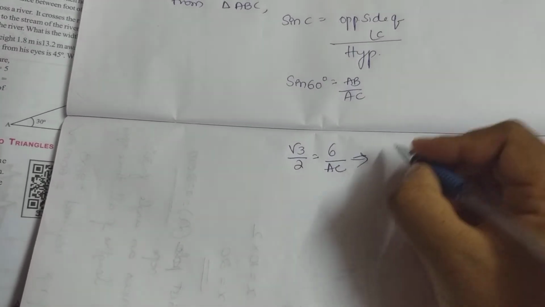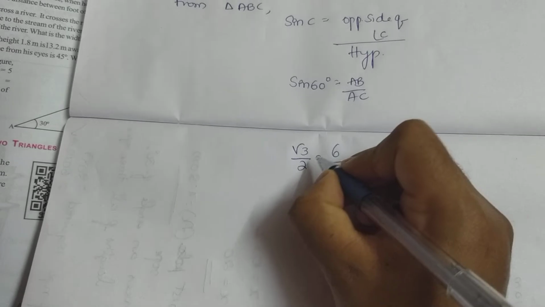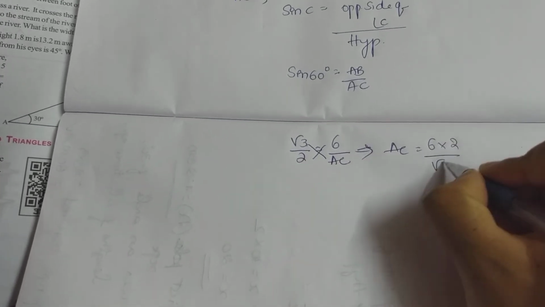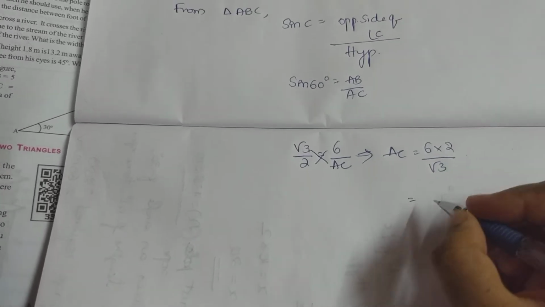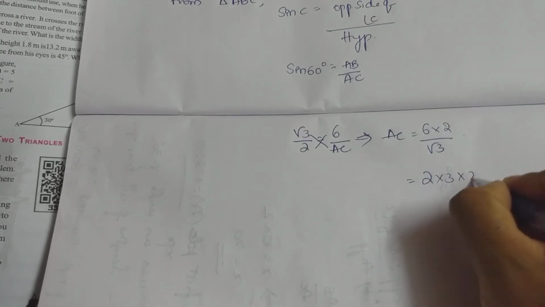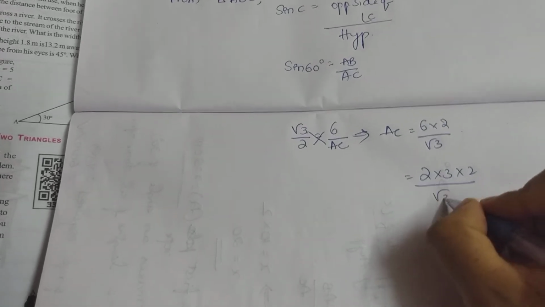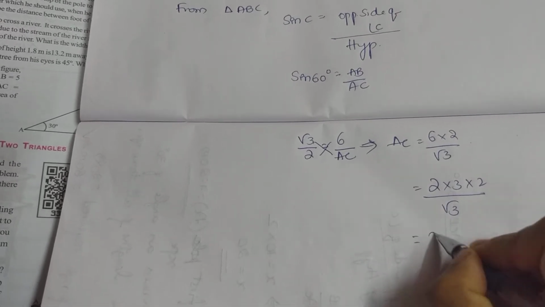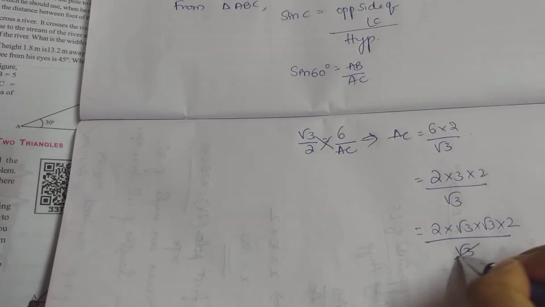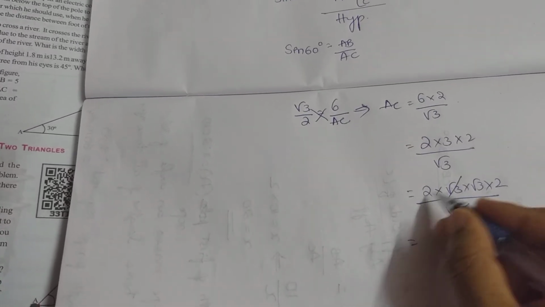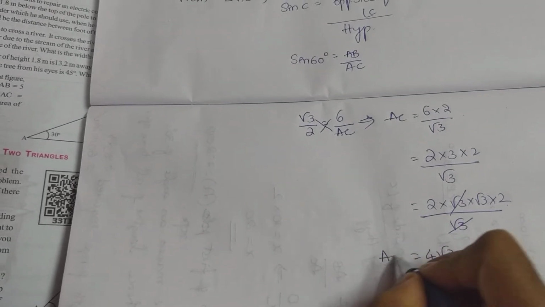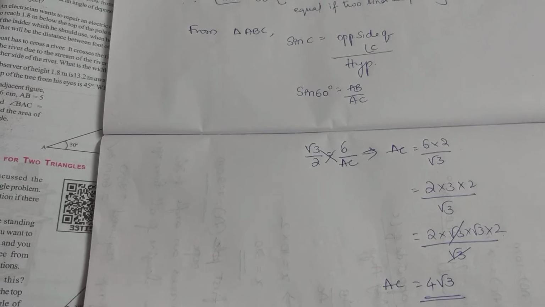From this, how to find it? AC, do the cross multiplication, you will get AC equals 6 into 2 by root 3. 6 you can write as 2 into 3, into 2. This will be carried forward the same to the next step also. 3 can be written as root 3 into root 3. 2 into root 3 into root 3 into 2 by root 3. One root 3 and one root 3 will be cancelled off. We'll get 2 twos are 4. 4 into root 3 becomes 4 root 3. What is this? It's AC. AC value is 4 root 3.